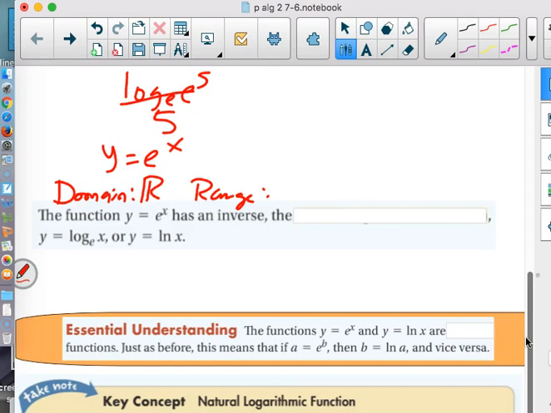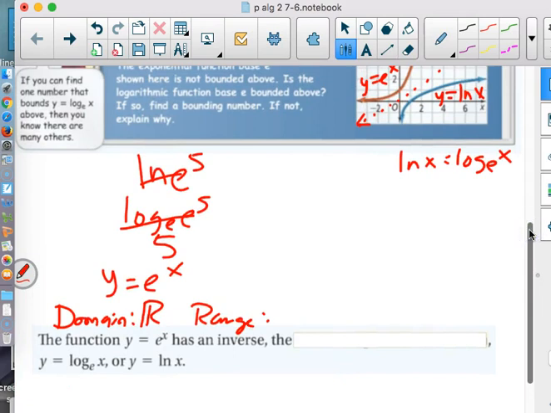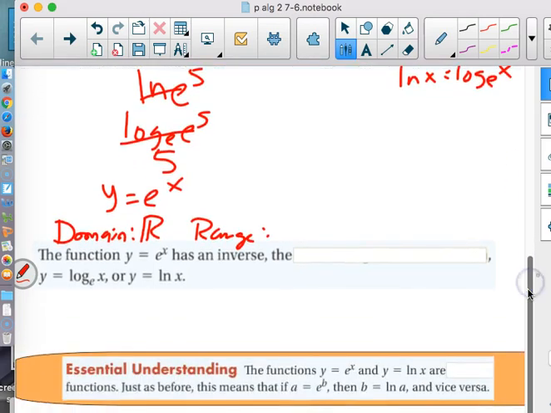But our range, we had to talk about this when we were in our book before. This is never going to cross the x-axis. It's going to go up forever, but it's never crossing the x-axis. So it has to be y is greater than 0. So when we get to our blue graph, those two things swap.